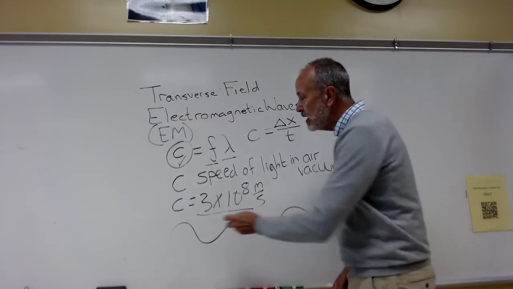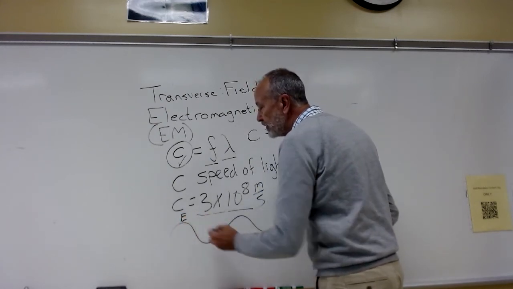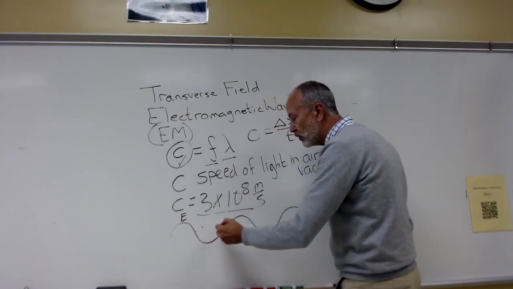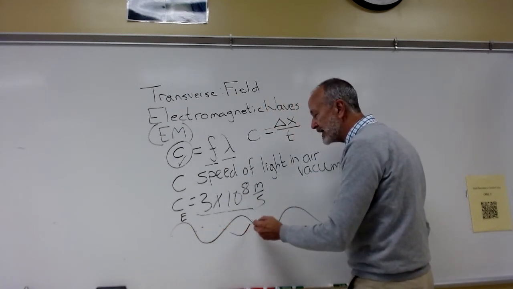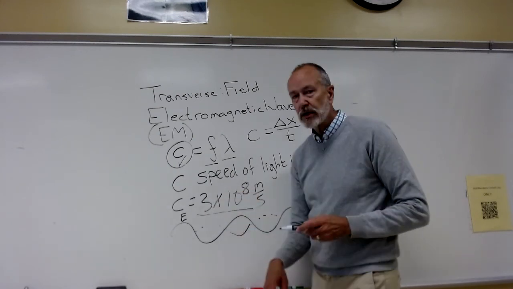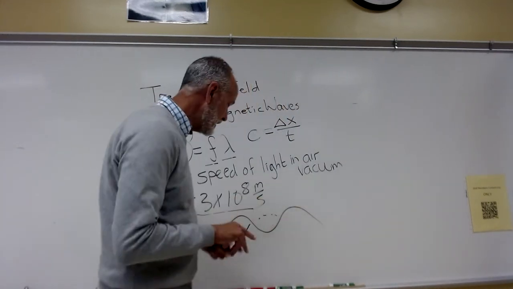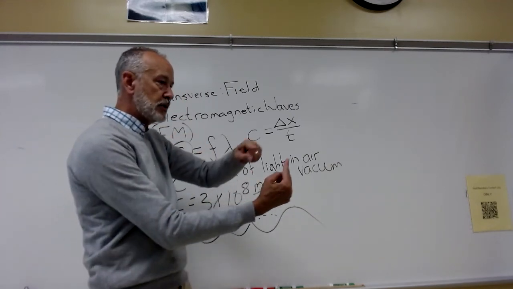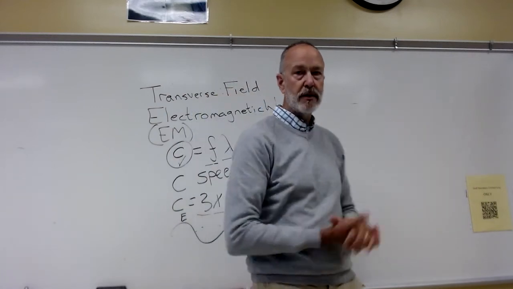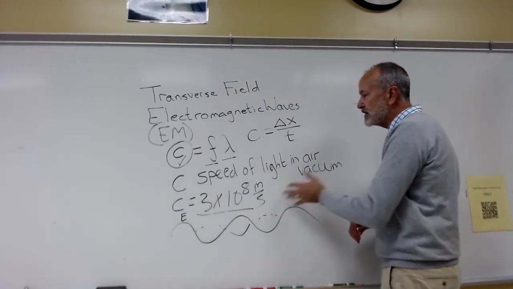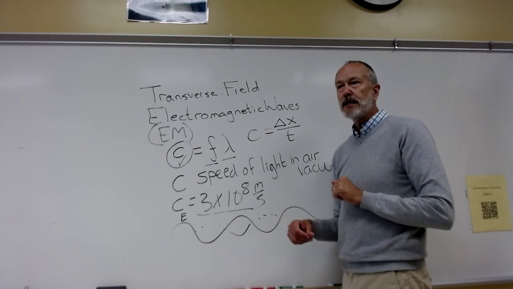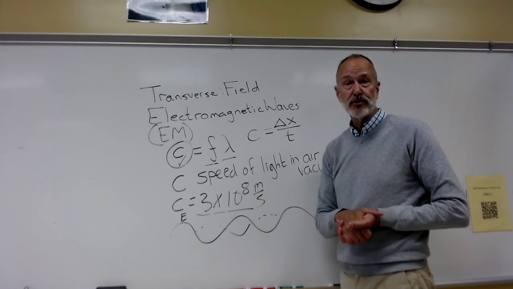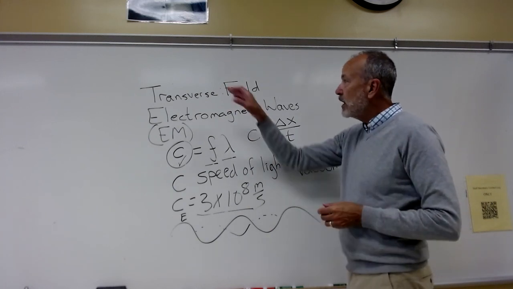I can't draw it here. Picture this being the electric field. The magnetic field would be coming out of the board and going into the board, and coming out of the board and going into the board, perpendicular. So you have two waves locked together that are doing this. Okay? So that has some interesting aspects, including something called polarization that can happen with electromagnetic waves because they're transverse.